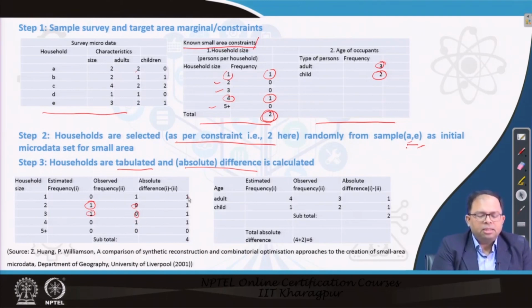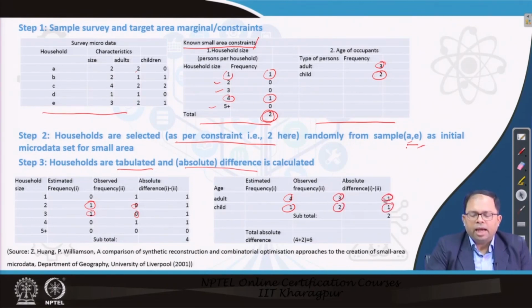So, absolute difference is 1 plus 1 plus 1 plus 1, which is 4. That means there are 4 cases of mismatch. This is the absolute difference, because we are taking both ways, positive and negative. And then in the population, when we are looking at individuals, our selection of A and E results in an estimated frequency of adult as 4 and of child as 1, whereas the observed frequency is 3 and 2 based on this table. So, here again there is an absolute difference of 1 and 1, so the total absolute difference is 2. Then we add up these absolute differences, so we have a total absolute difference of 6.